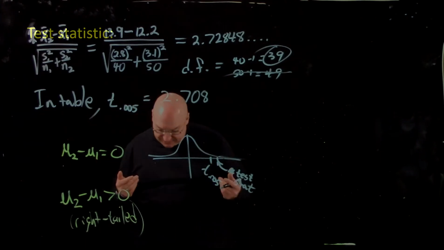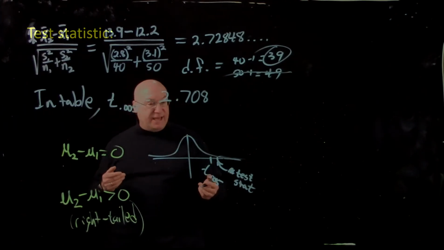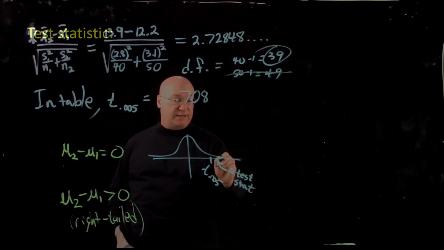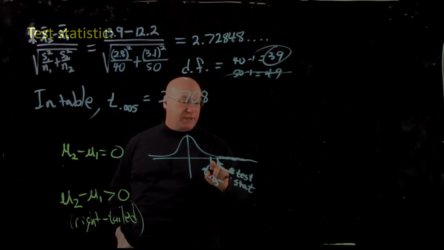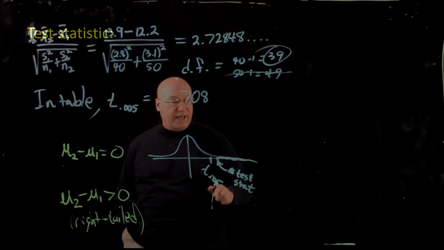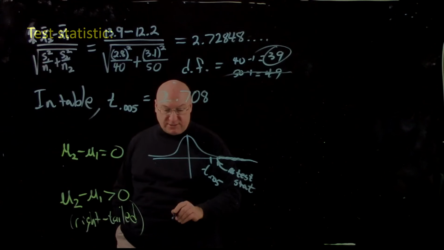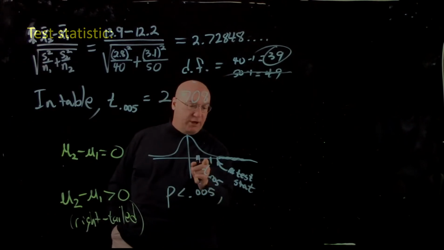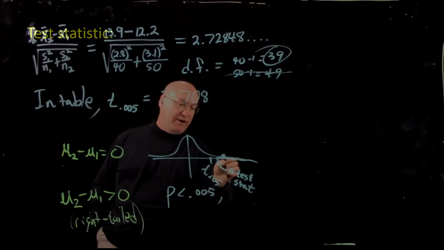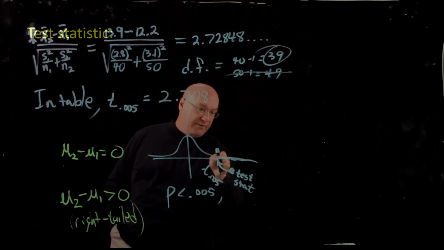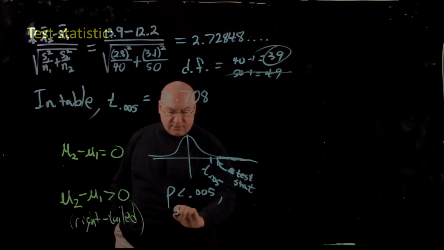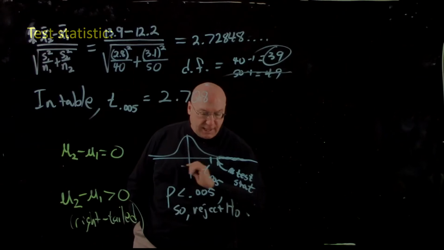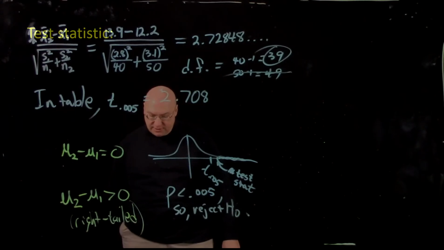And the way that I would interpret this is I would say that the p-value then, remember what the p-value is, it's the tail probability that goes with your test statistic. The p-value is less than 0.005, because back here I have 0.005 area, right? So if I've gone beyond that with my test statistic, it's less than that. So I would say, reject H naught.